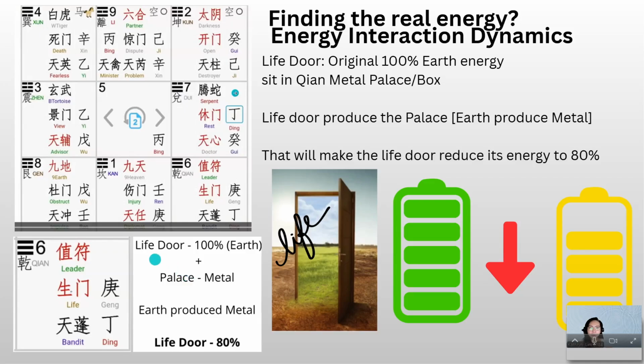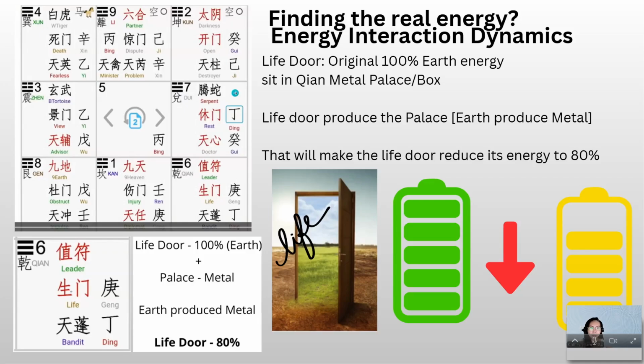So we note that the Life Door originally is 100% earth. How we know it's earth is because it is indicated here in brown color. Qian palace is a metal palace, metal element. So when the Life Door sits in the metal palace, earth, which is the Life Door, is producing to the metal palace.